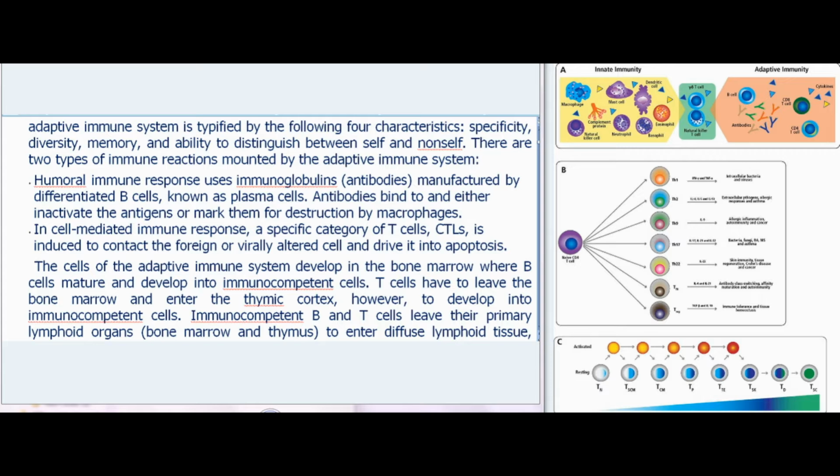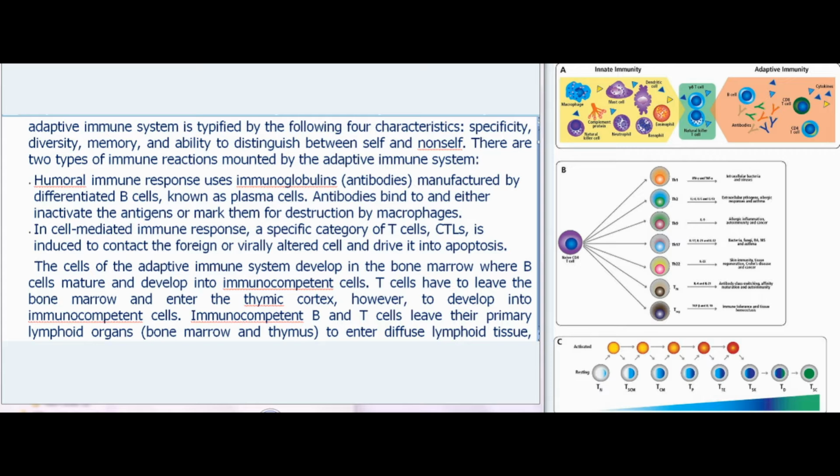Humoral immune response uses immunoglobulins (antibodies) manufactured by differentiated B cells, known as plasma cells. Antibodies bind to and either inactivate the antigens or mark them for destruction by macrophages. In cell-mediated immune response, a specific category of T cells, CTLs, is induced to contact the foreign or virally altered cell and drive it into apoptosis.